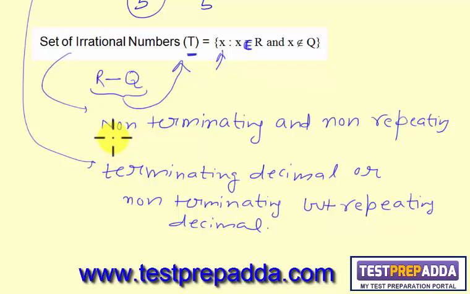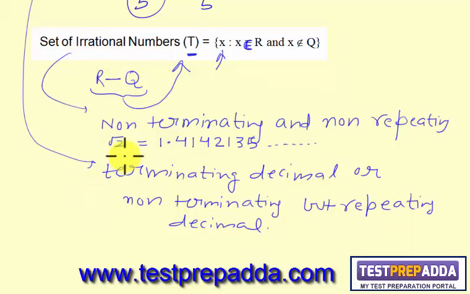write root 2 is equal to 1.4142135. You can see root 2 is non-terminating and non-repeating. And that is why we put root 2 in the category of irrational numbers.